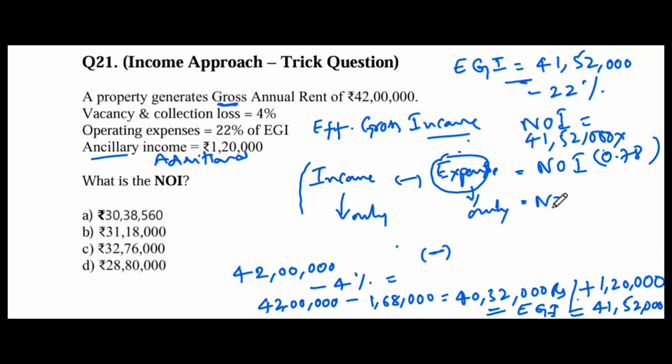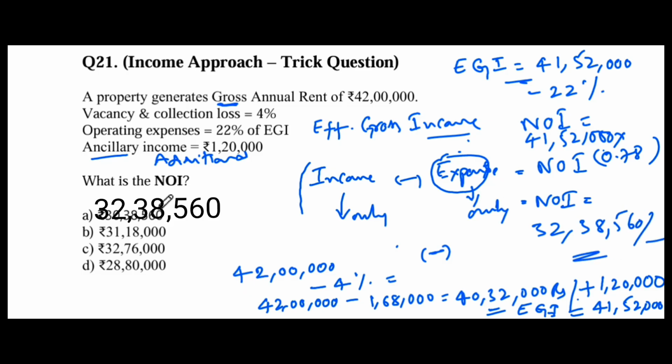So the NOI will be 32 lakhs 38,560. So this is the correct answer.